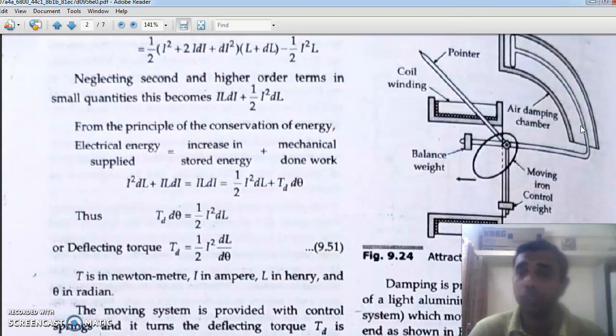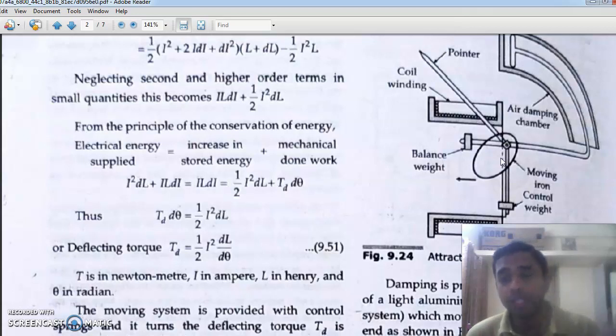Spring control is used for controlling torque, and an air chamber damping arrangement will provide the damping torque. So what happens when current passes through the stationary coil? It will have its own magnetic field. When it gets magnetized, this iron piece obviously gets attracted. The iron piece will move from the weaker magnetic field towards the stronger magnetic field, and that is why it is called an attractive type moving iron instrument.